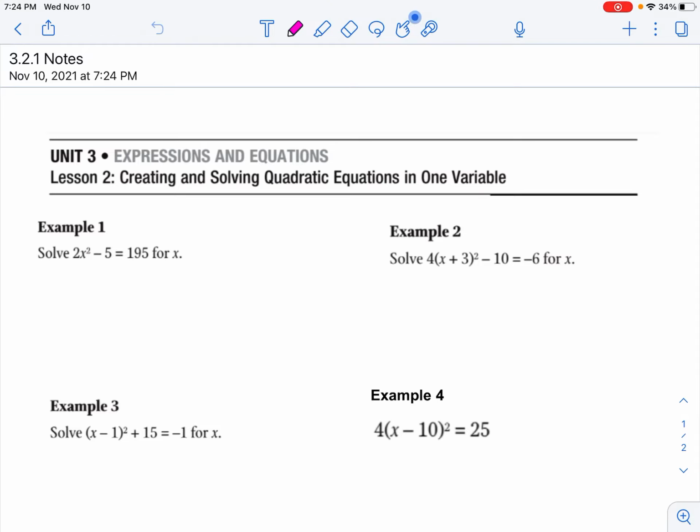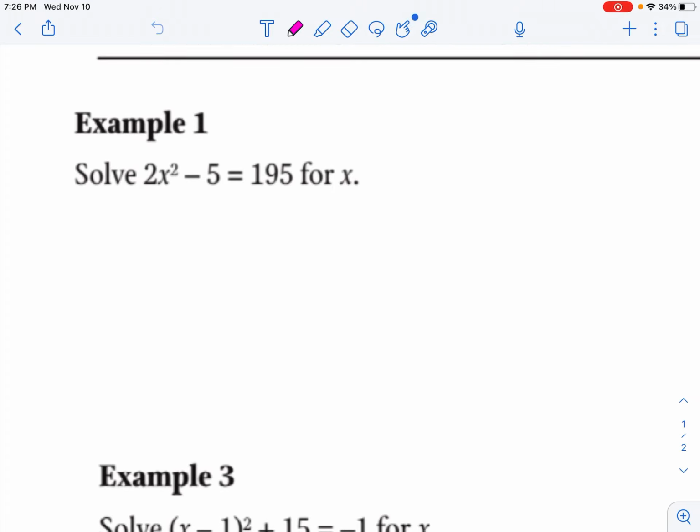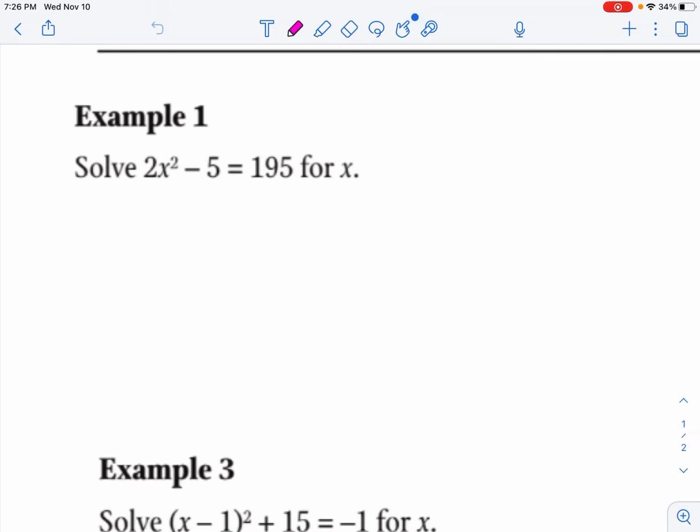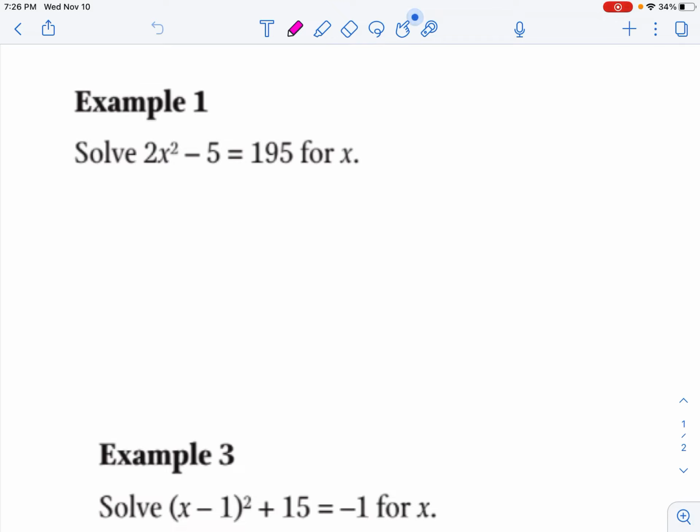So if I look at example 1, it says solve 2x squared minus 5 equals 195. So the first thing we're always going to do is what we've done in every other equation. We're going to isolate the x. So I'm going to first say, okay, to get x alone, I have this minus 5. So I'm going to add 5 to both sides. So those 5's will cancel. On the left-hand side, I'd be left with 2x squared equals 195 plus 5 is 200.